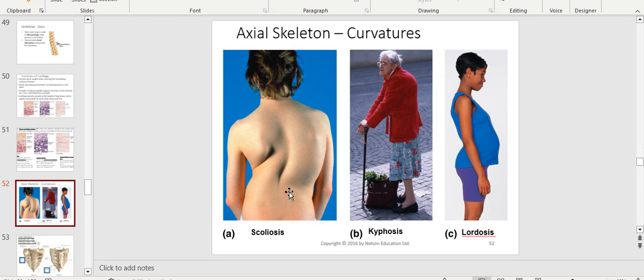This slide here is very interesting biologically. Curvatures of the spine, okay? This is scoliosis, a lateral deviation of the spine. I've read in a couple of books that we all have some degree of scoliosis. Now you can see in this individual, it's quite severe. When we have curvature at the top portion of the vertebral column, it's called kyphosis, in this case right here. And when you see an unusual curve in the lower regions, we call that lordosis. Scoliosis, kyphosis, lordosis.